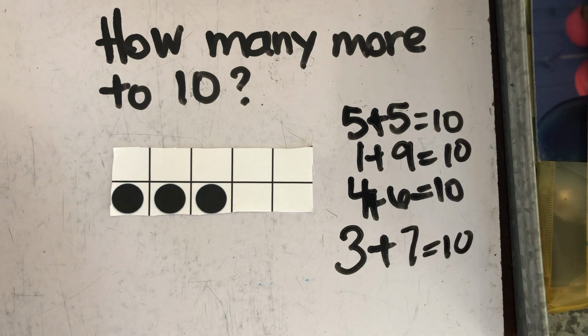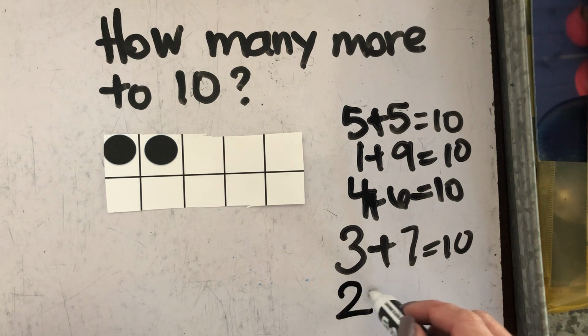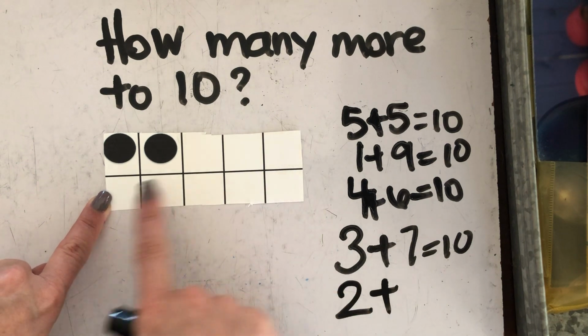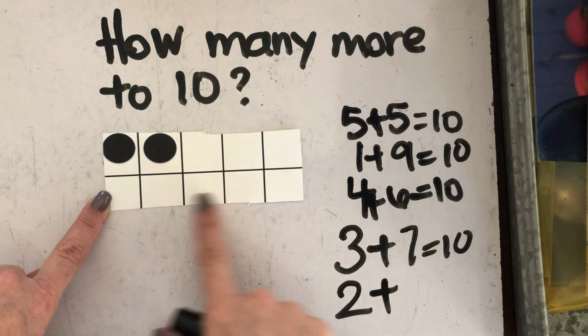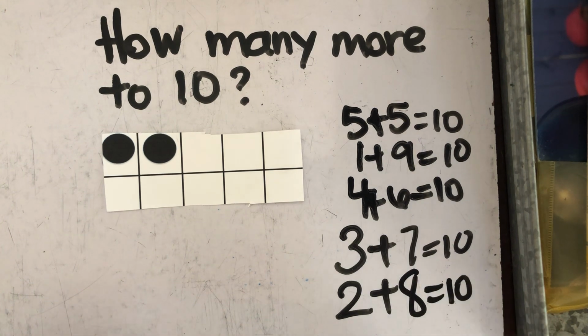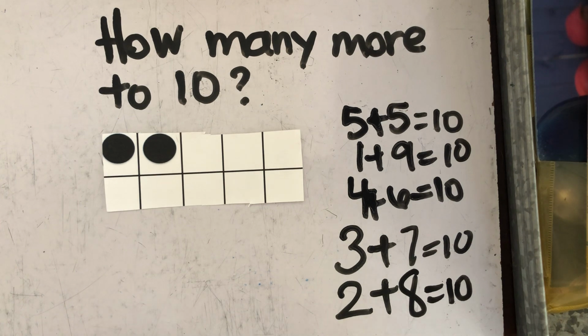Let's see what else we have. Oh, here's another one. How many more to 10? We have 2. But we have to have the rest of them to make 10. So you see this? All of that is empty. So I know at least 5, right? 5, 6, 7, 8. So 2 plus 8 equals 10. Good job. Friends of 10.